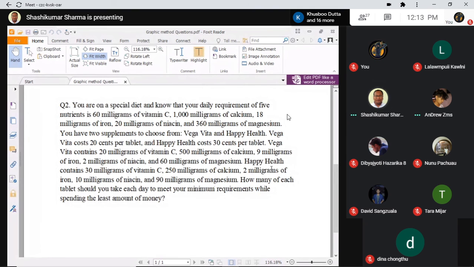Okay, so the question is, how many of each tablet should you take every day to meet your minimum requirements while spending the least amount of money? Means you should spend the least amount of money, but you should also get your required nutrients. So how many of these two tablets can you use? It is similar to the model with X1 and X2, but out there you want to get the maximum profit. Here you want to use the minimum amount of money to buy both the tablets.